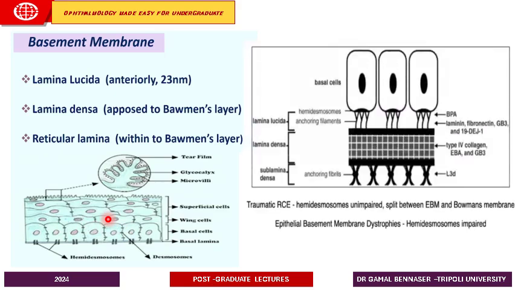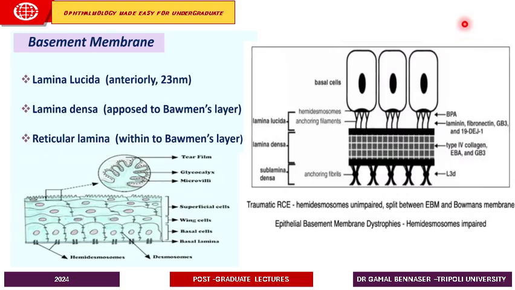Now, when we look by electron microscopy, you can see that the lamina lucida is made up of the hemidesmosomes that are attaching the basal layer to the basement membrane, along with anchoring fibrils. This is the lamina lucida that's seen by electron microscopy as the electron lucid layer. Now, another thing is the basement membrane is made up of two layers. That is the electron dense area, which is called lamina densa, and the anchoring fibrils that are anchoring the basement membrane towards the Bowman's layer.